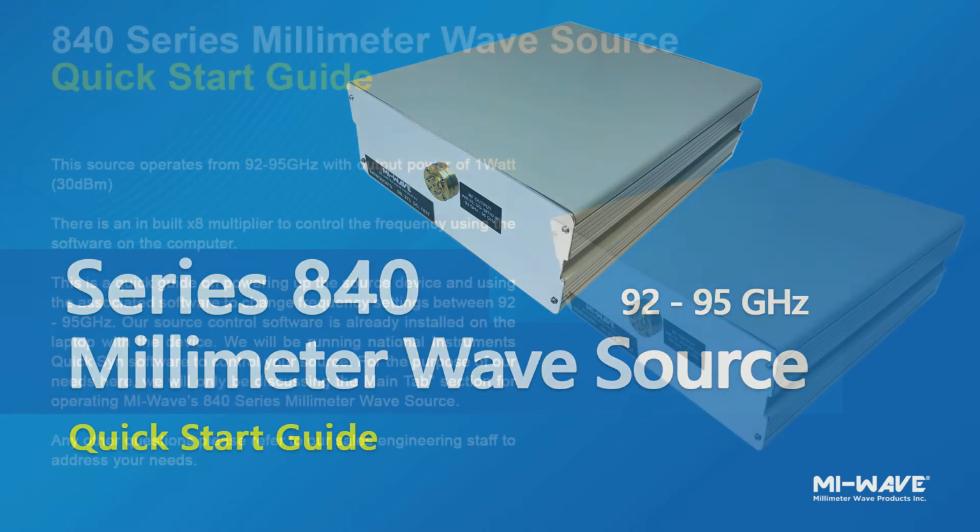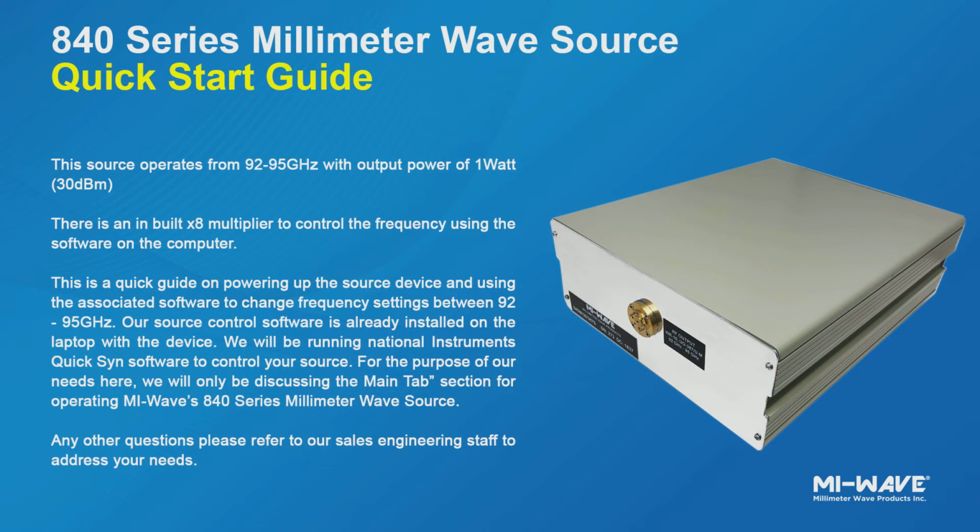Hi everyone, this is an 840 series millimeter wave source quick start guide. This source operates from 92 to 95 gigahertz with output power of 1 watt. There's an inbuilt ×8 multiplier to control the frequency using the software on the computer. This is a quick guide on powering up the source device and using the associated software to change frequency settings between 92 and 95 gigahertz.